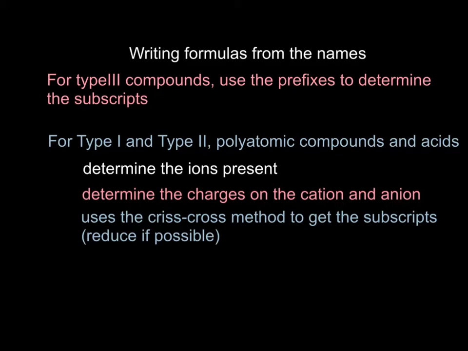Okay, and now for all the other different types of nomenclature, other than the type 3, and we're talking type 1, type 2, polyatomic ions, acids, this is the procedure. First, you determine the ions that are present. Then you record or determine the charges of the cation and the anion. And then you're going to use what I'm going to call the crisscross method to get subscripts for your formulas. Now, if you can reduce those subscripts, you need to do that. And I'll show you an example of that as we go.